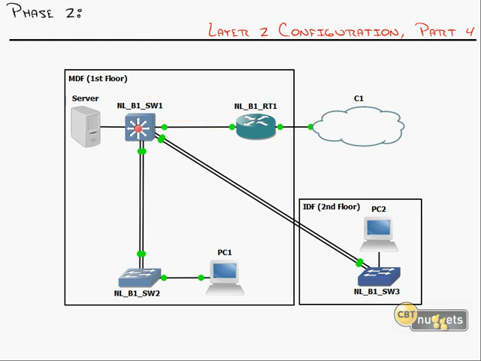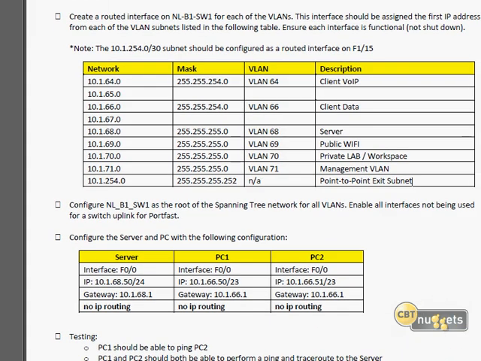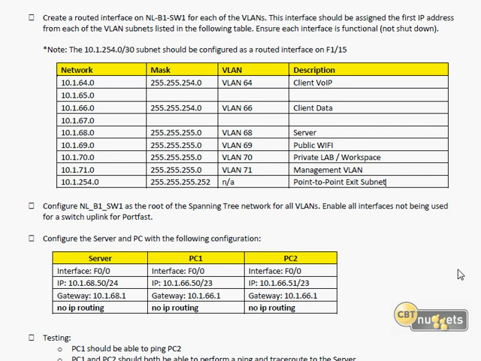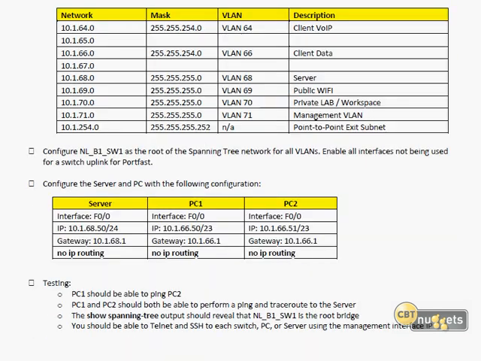So let's get back to the lab. I think we can finish it if we focus here, which is hard for me to do. So let's bring this back up and squeeze in and look at our last few things. It says configure switch 1 as the root of the spanning tree network for all VLANs. Enable all interfaces not being used for a switch uplink as port fast. So that should be fairly simple.